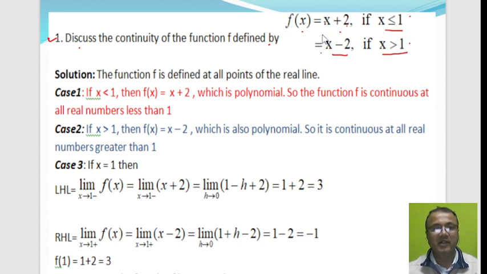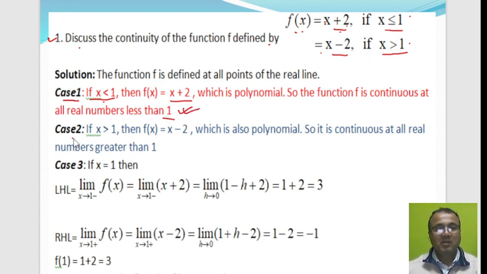There are two different functions. So we'll consider, suppose first if x is less than 1, then what it will be? Case 1: we will consider x is less than 1. If x is less than 1, the function f(x) you can write must be equal to x plus 2. And here we have seen that x plus 2 is a polynomial function. So directly you can write this is a polynomial function, so it is continuous for all the real values x less than 1. Okay, ये मतलब continuous हो जाएगा.